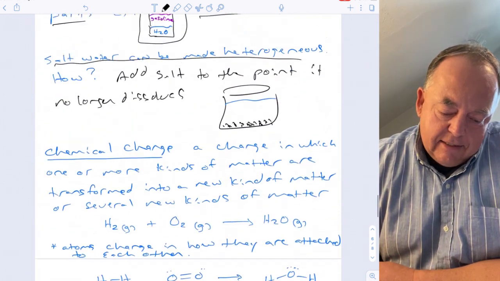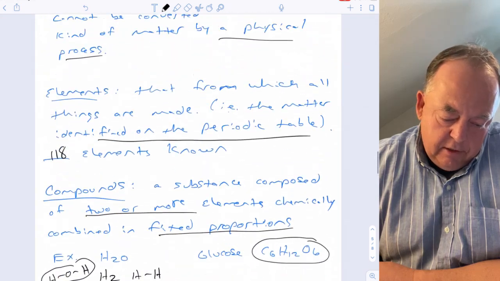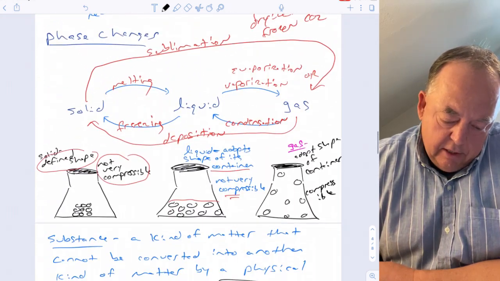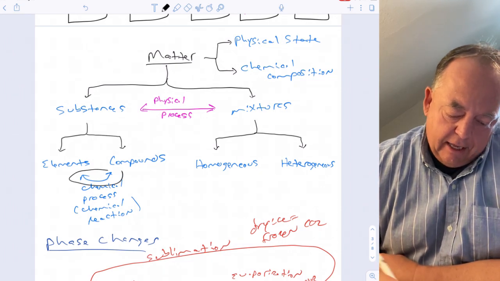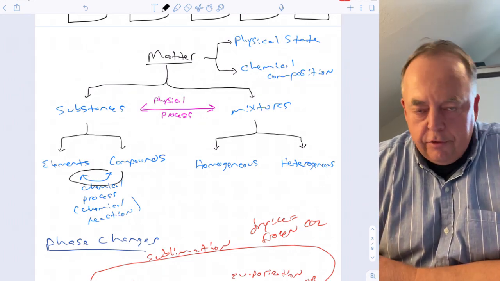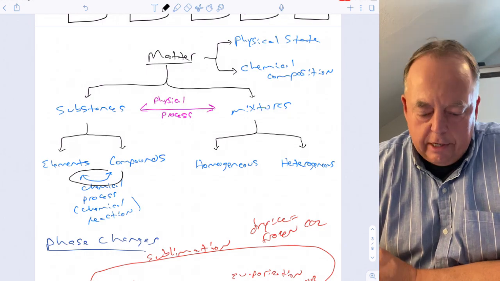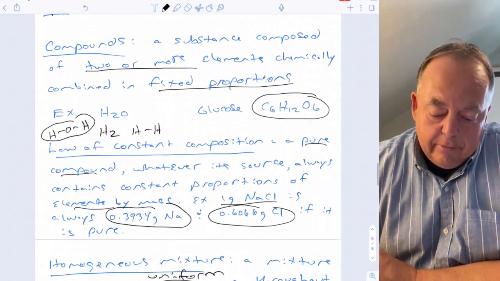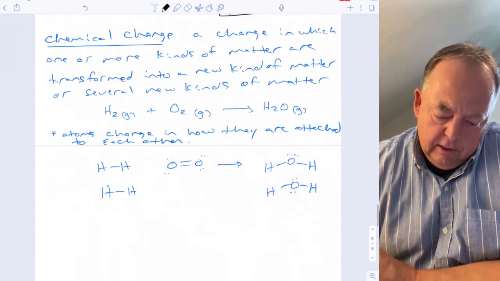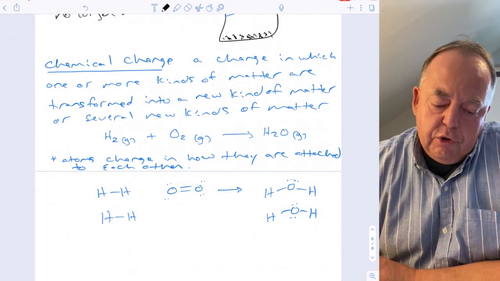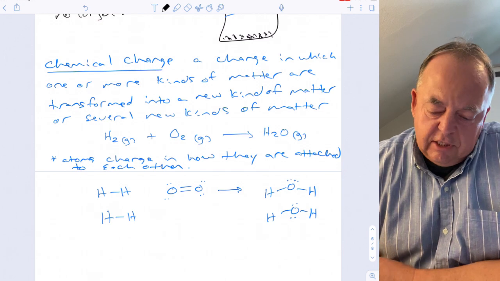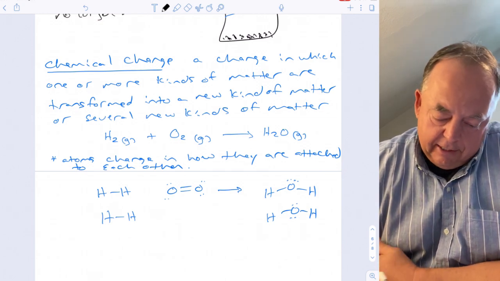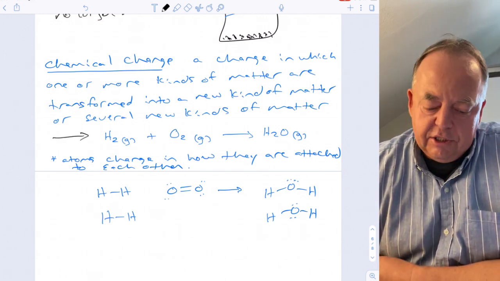Okay, so lastly, what does chemical change mean? You can convert elements and compounds between each other through a chemical process or a chemical reaction. That would be a chemical change. A chemical change is one in which two or more kinds of matter are transformed into new kinds of matter or several different kinds of matter. So this would be a chemical reaction.